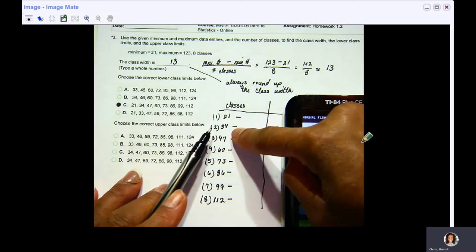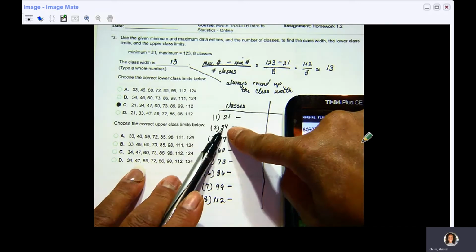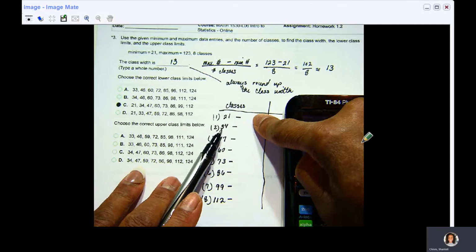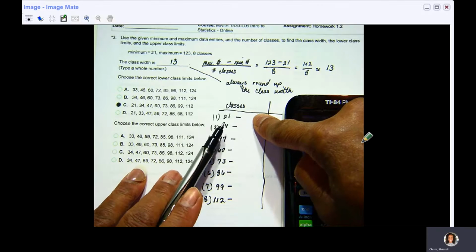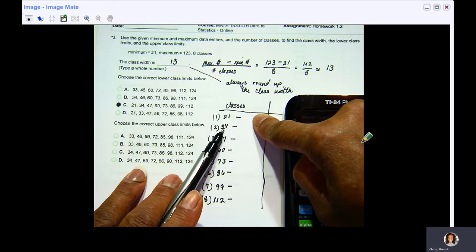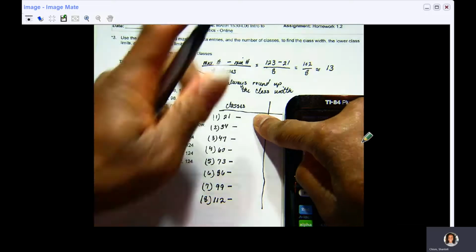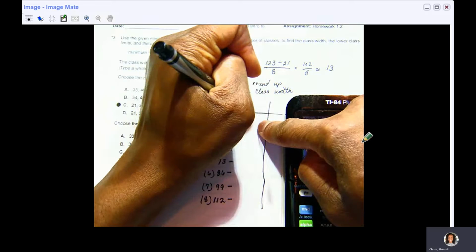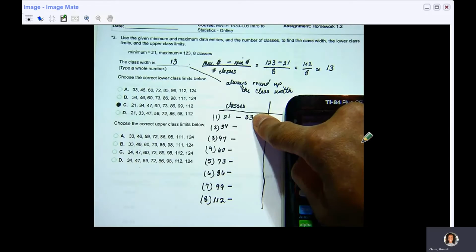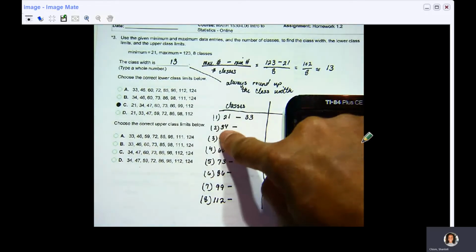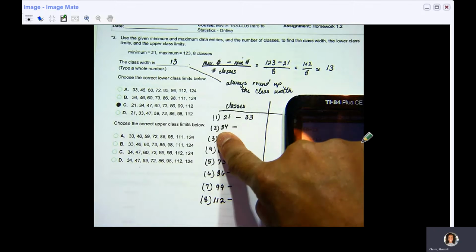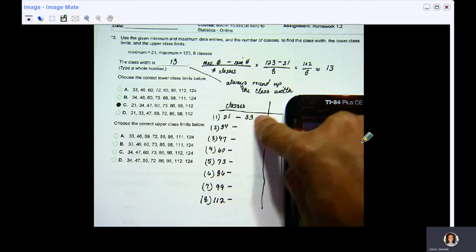So think about it. If class 2 begins at 34, doesn't class 1 have to end right before that? What's right before 34? What number comes before 34? Well, 33. So that means class number 1 has an upper limit of 33 because 34 has to follow it. Class number 2, which starts at 34, has to follow that.